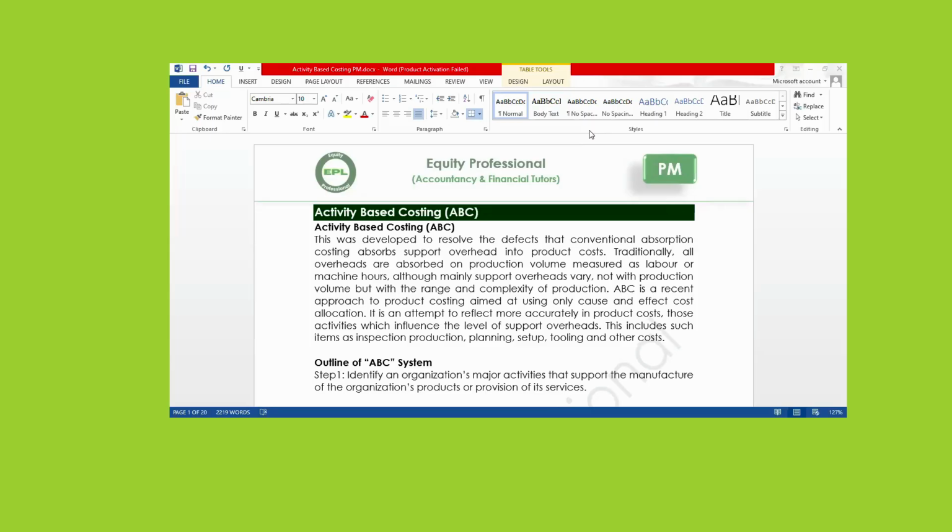What is activity-based costing? Why do we require activity-based costing? Activity-based costing is a costing system that is developed to correct the deficiency of the traditional absorption costing system.